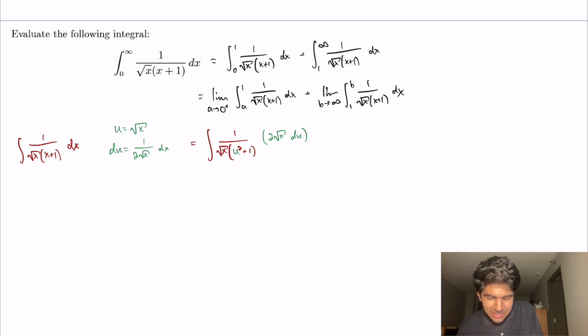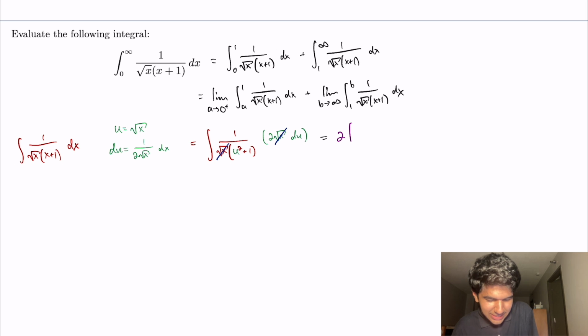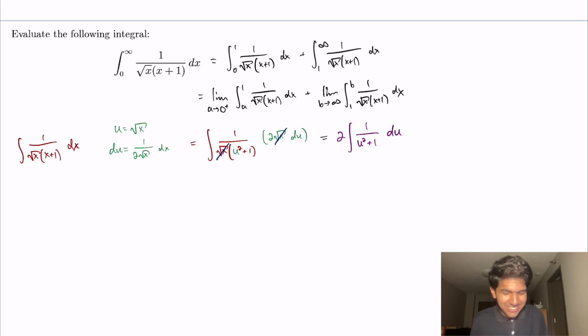And now we see that these square root of x's cancel. Isn't that beautiful? This gives us 2 times the integral of 1 over u squared plus 1 du. Gorgeous. So this is going to equal 2 times arctangent of u, but u we said was the square root of x, so we'll just replace that with the square root of x. So there you go, that's how you solve that integral. It's insane, but it's really cool.